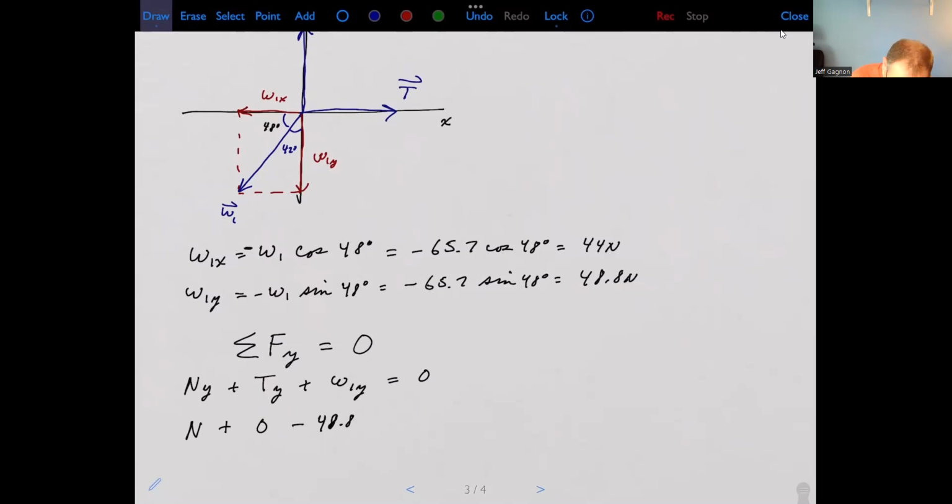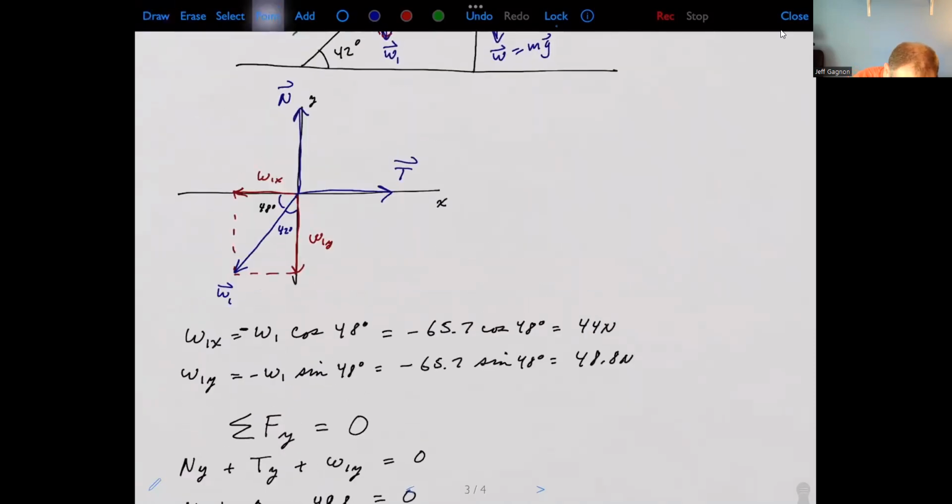So if I set that equal to 0, then I'm going to find that the normal force in this case is just equal to 48.8 newtons. Okay, it's just equal to the y component. So this force, you can kind of see it in this picture, right? This normal force is just equal in magnitude to this y component of that W1.